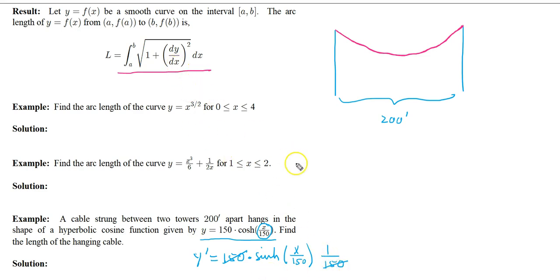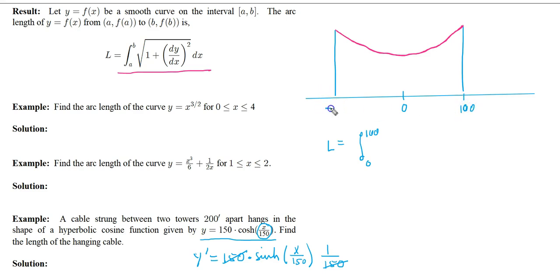Now we just need to plug everything in this formula right here. Now we're just going to integrate from 0 to 100. Okay, that's because we're going to set up the x-axis like this. Let's think of that as being the x-axis, and this is x equaling 0, and so this would be x equaling 100 here. Negative 100 would be over here.